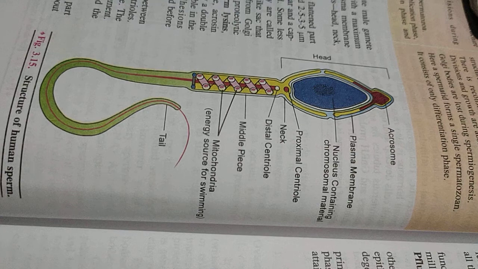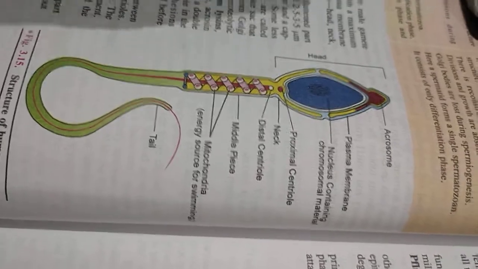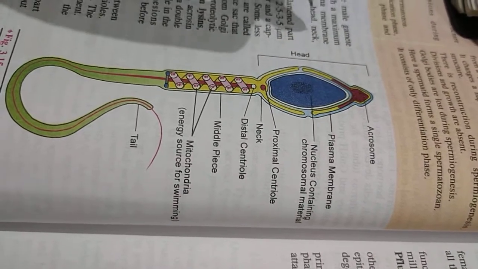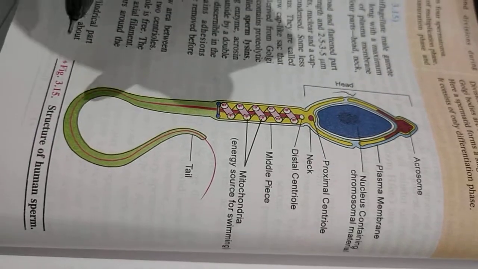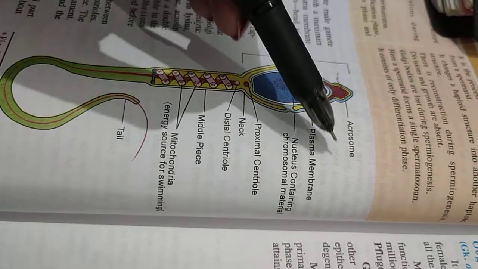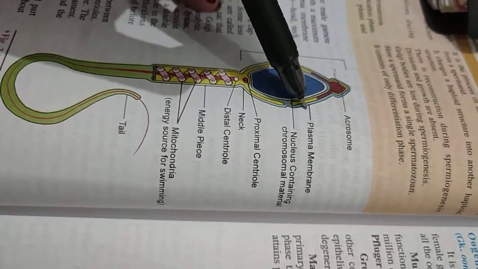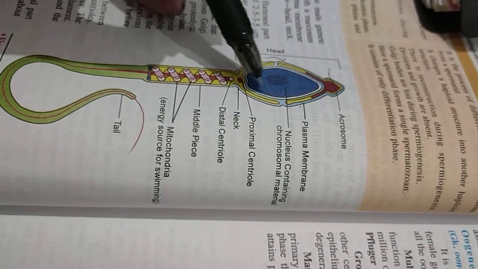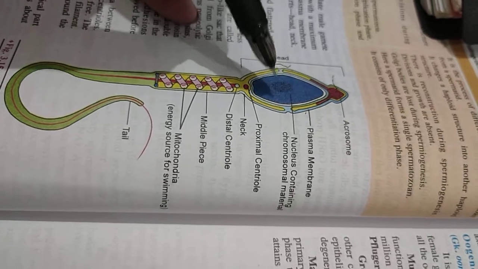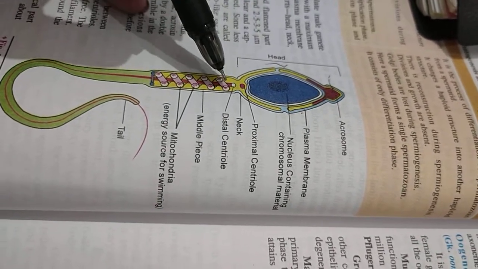Hello students, in this video I am going to tell you about the structure of human sperm. You can see in this diagram, this is the structure of a mature human sperm. This structure is known as acrosome. This one is plasma membrane, and this is the nucleus which is containing the chromosomal material or DNA. This one is proximal centriole.